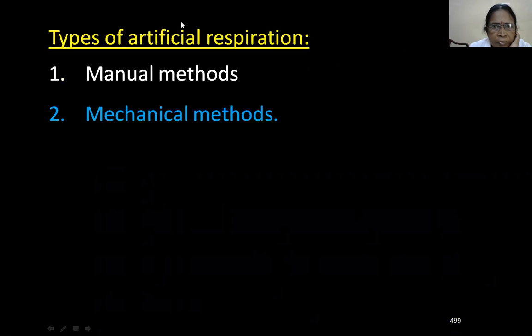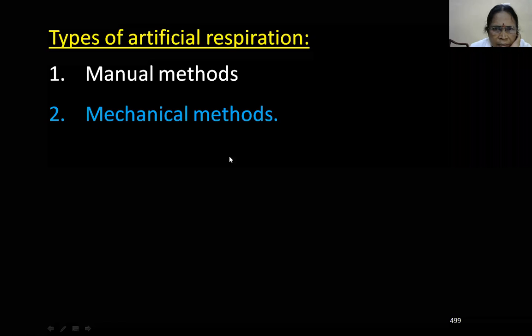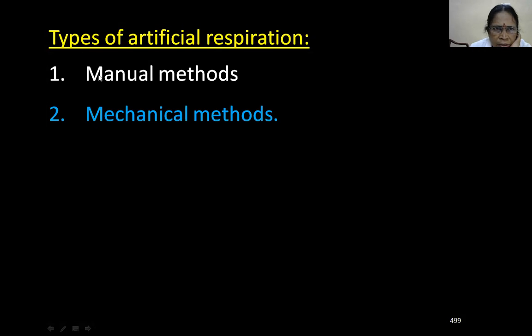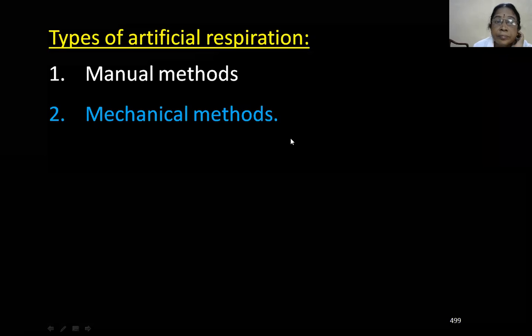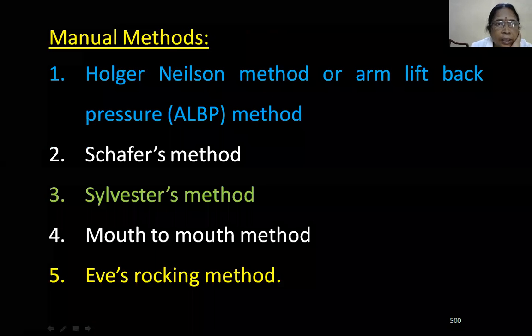And then, types of artificial respiration. There are two methods mainly: manual methods, in which we don't use any instruments, and mechanical methods, in which instruments are involved. And these are the main methods.